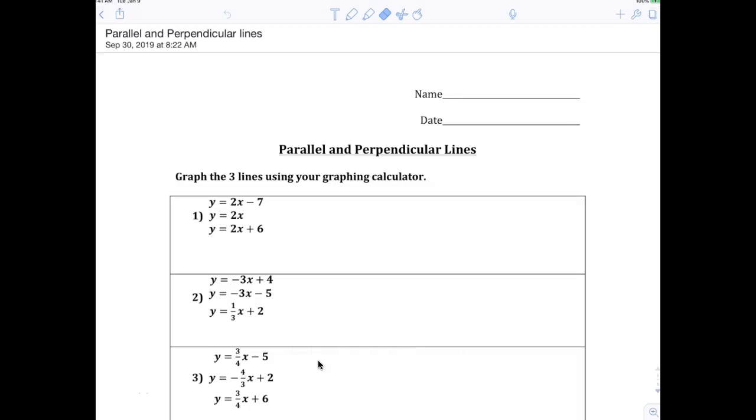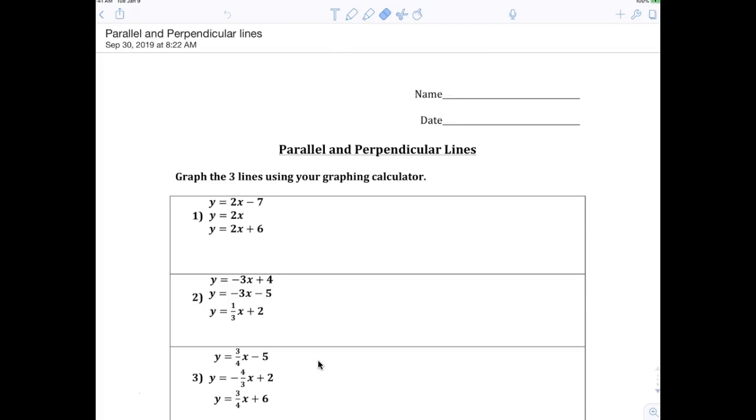Tell me why. They're never going to intersect. They do not intersect. That is correct. All right. Now, tell me how I know that they were going to be parallel if I didn't look at the graph. The slopes are all the same. That is exactly correct. So you just learned something really important.